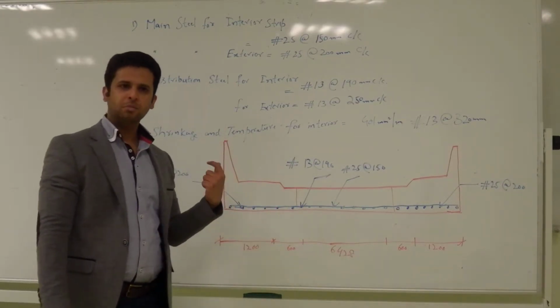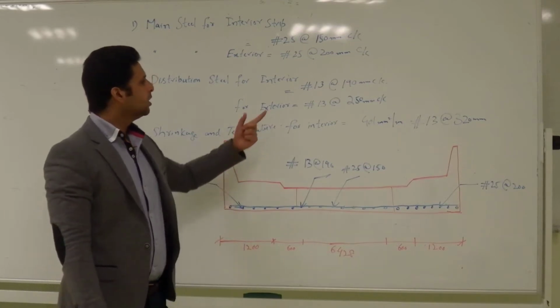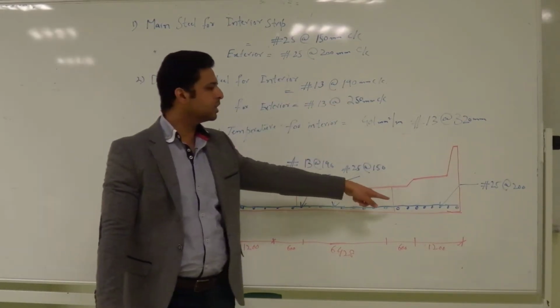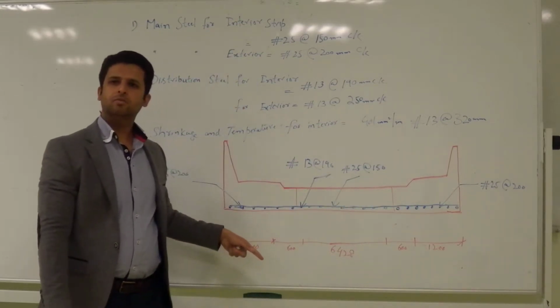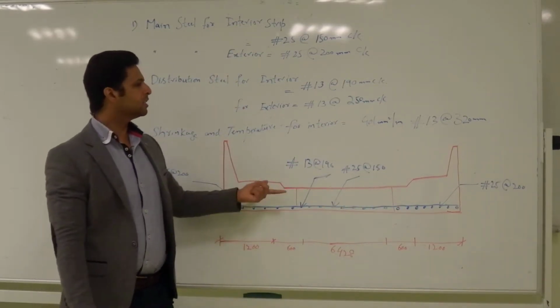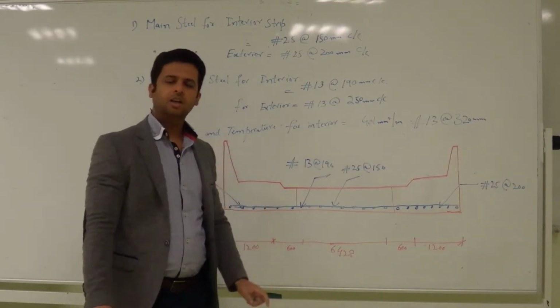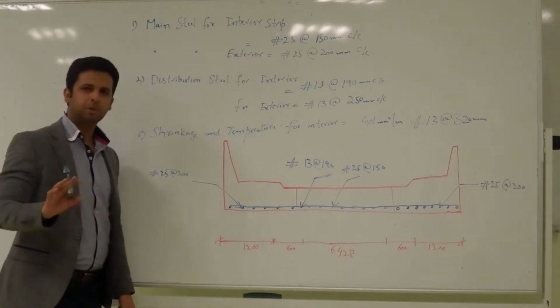So what I'm recommending to you is to use number 13 at 190 throughout the length. Make the spacing small, so it means it is a uniform gauge. Do you understand? If you understand, it is very good. It is a practical point of view.